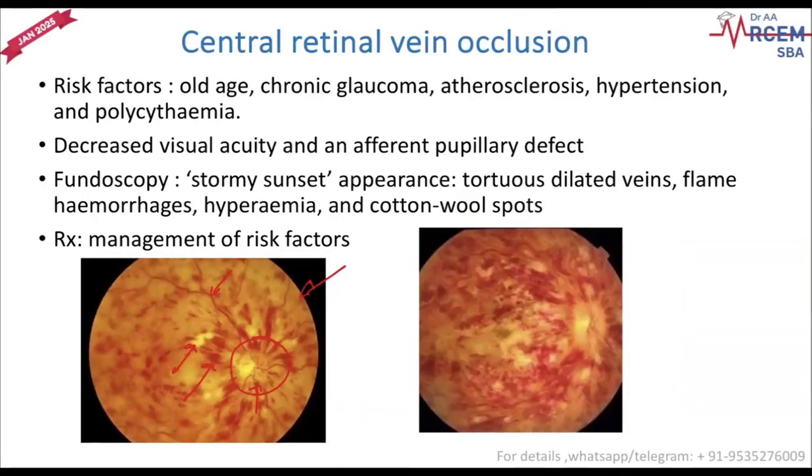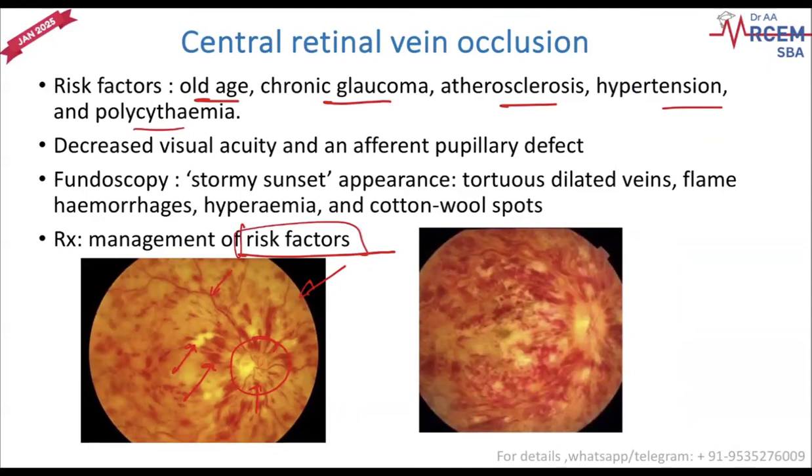There are various risk factors for a retinal vein occlusion like old age, chronic glaucoma, atherosclerosis, hypertension, polycythemia. All of these are the risk factors. You cannot do much in the emergency department other than treating the risk factors for this patient. So you will be just concentrating on managing the risk factors. Nothing much can be done.